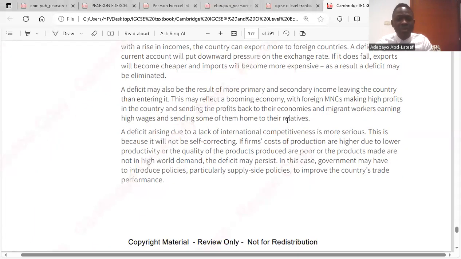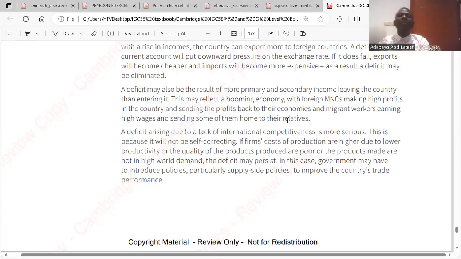a deficit arising due to a lack of international competitiveness is more serious. That is when we are not doing exports. This is because it will not be self-correcting. If costs of production are higher due to lower productivity, or the quality of the products produced is poor, or the products made are not in high world demand, the deficit may persist. In this case, government may have to introduce policies, particularly supply side policies, to improve the country's trade performance.